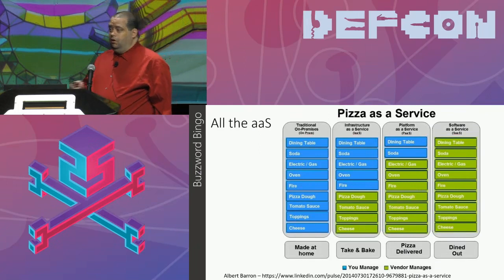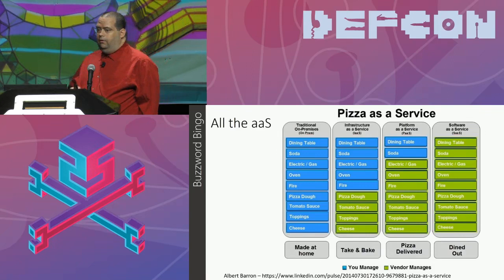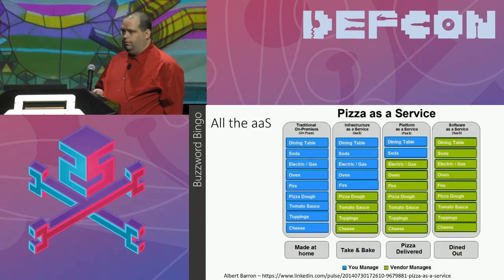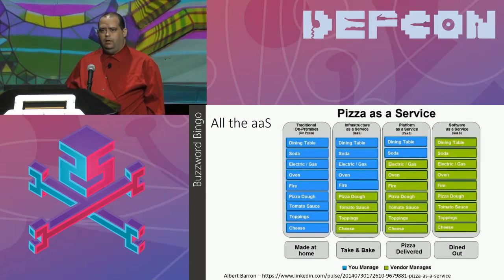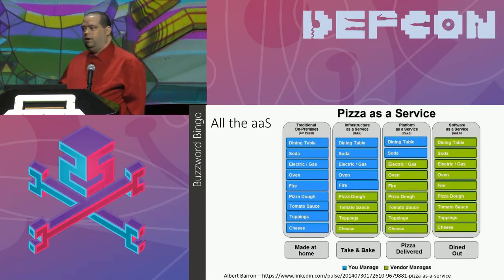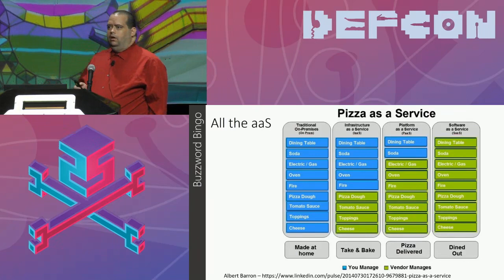Now there's all the as-a-service words, and Albert Barron posted this pizza-as-a-service chart on LinkedIn a couple years ago, and it's really a good description of what you have. If you consider traditional on-premise as a pizza, you're making it at home, you're buying the ingredients, you're making it yourself, you're serving it up. You are responsible for everything. And then you have infrastructure as a service, or take and bake. You've picked up the pizza from somebody, they've made it for you, but you're responsible for cooking it and serving it.